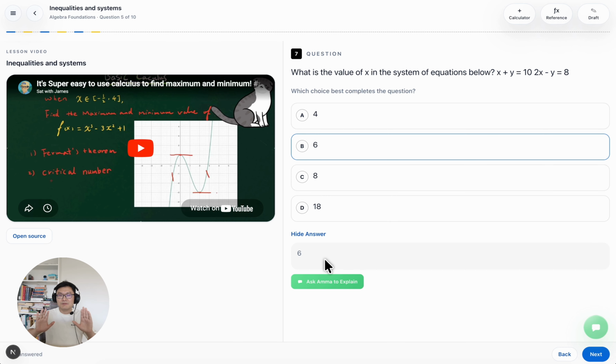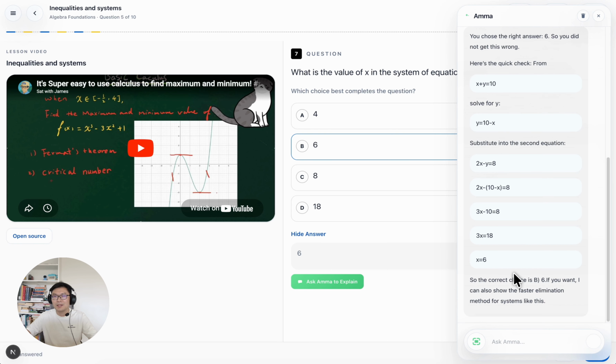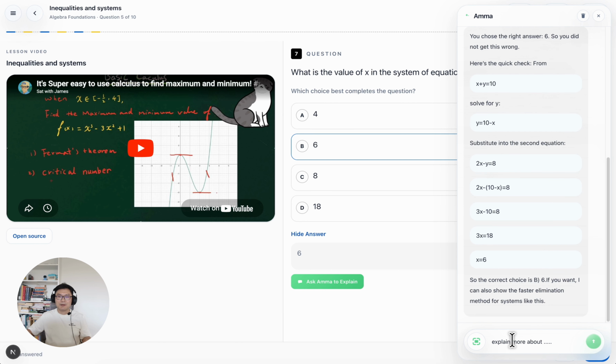And then again, if you're still confused about why such problems work this way, you can always talk with Emma, to ask Emma to explain things to you by clicking this green button over here. It's very simple and convenient. And then she explained that. And then you can say, explain more, right? So if you want more about whatever that you're confused about.